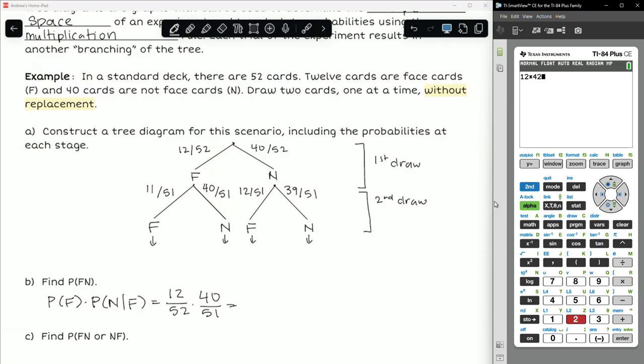There we go. So 480 out of 52 times 51, which is 2,652. Which is about 18.1%.